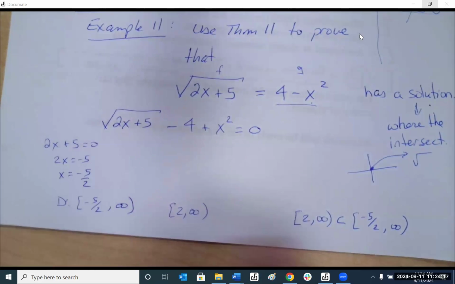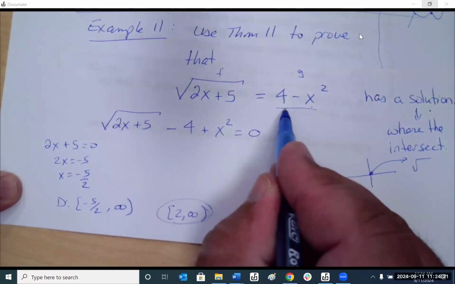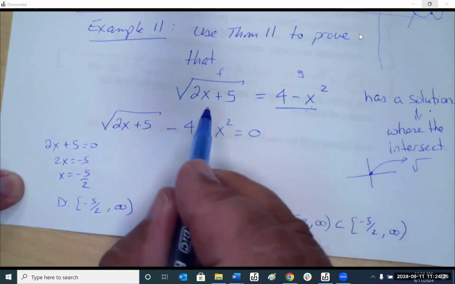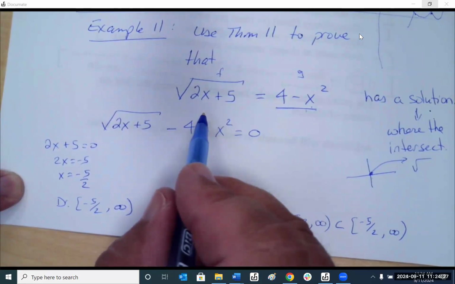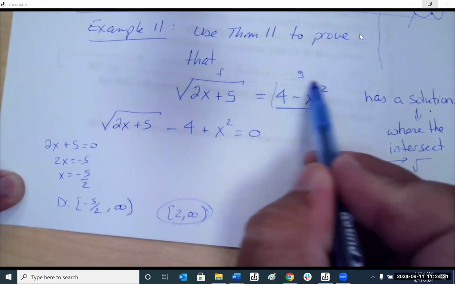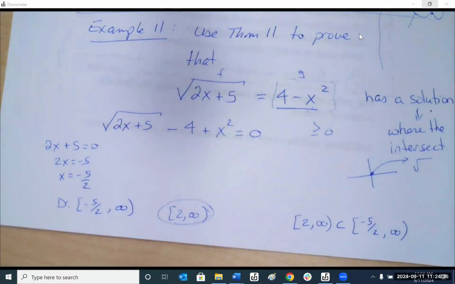Hold it. We have to rethink these. We have to rethink this domain. Because if they're equal, this side has to be greater than or equal to 0.